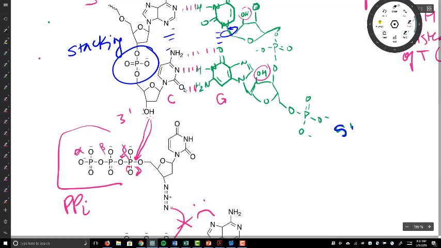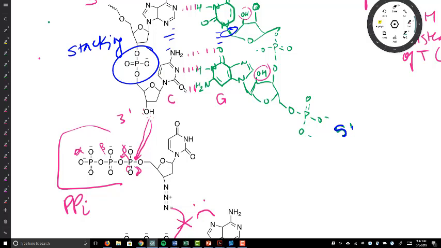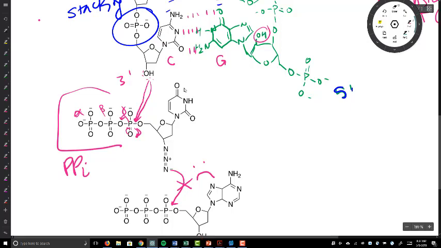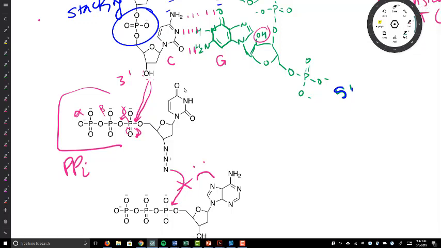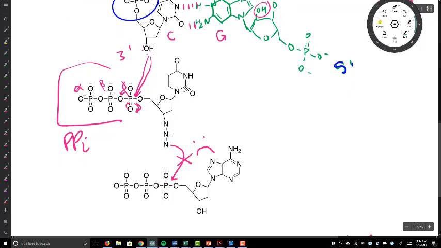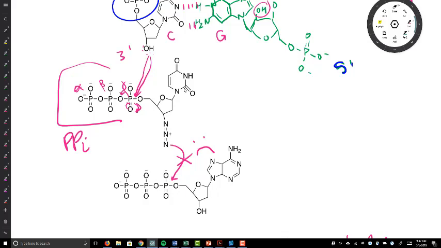Now, this molecule here, you notice, looks a little bit different than the other nucleobases because instead of a 3' hydroxyl, it has a 3' azido group, or N3. And so what happens when you have a molecule that has an azide instead of a 3' hydroxyl? Yes, Elena.